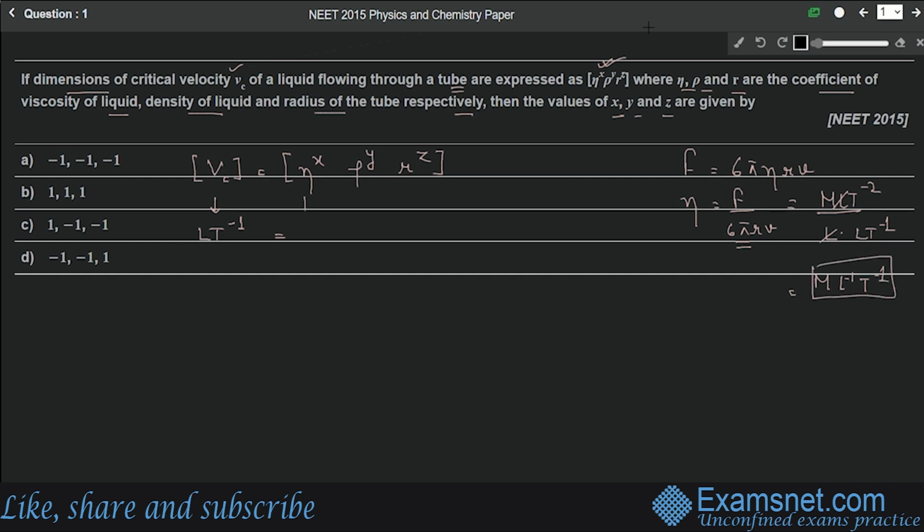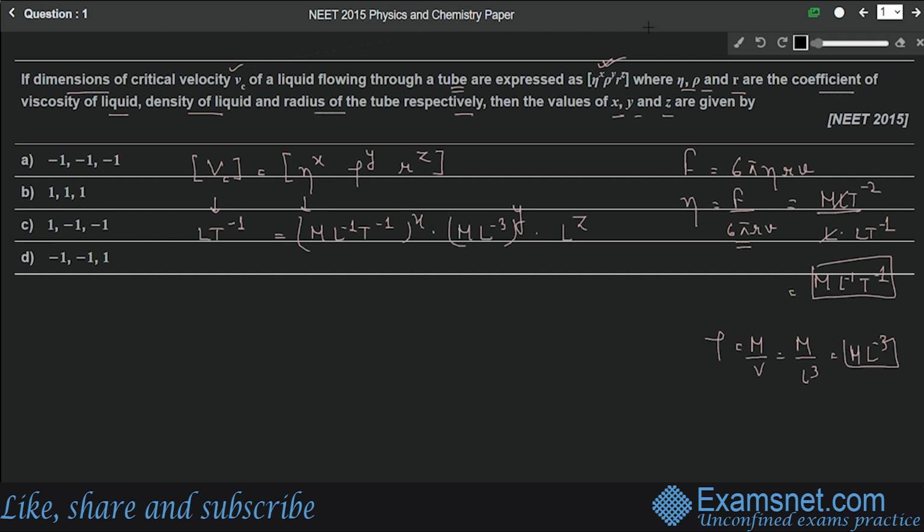So let's put this value here. This is ML minus 1 t minus 1, and it has the power x. Then we have rho to the power y. So rho means density. We know that density is equal to mass by volume. Mass has the dimension M and volume has the dimension L cube. So it is equal to ML minus 3. So in place of rho we can put ML minus 3 and it has the power y. Then r to the power z. r is the radius, so it will have the dimension L only. So L to the power z.